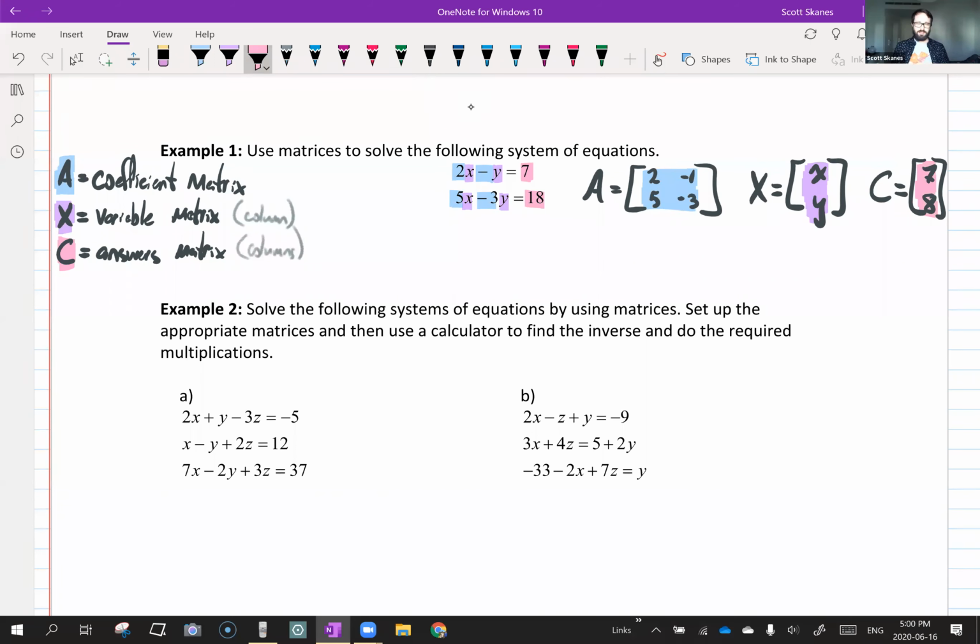Okay, you have 3 pieces. Once you know what they are, the calculator does everything for you. Okay, and I'll show you what that means in a second.